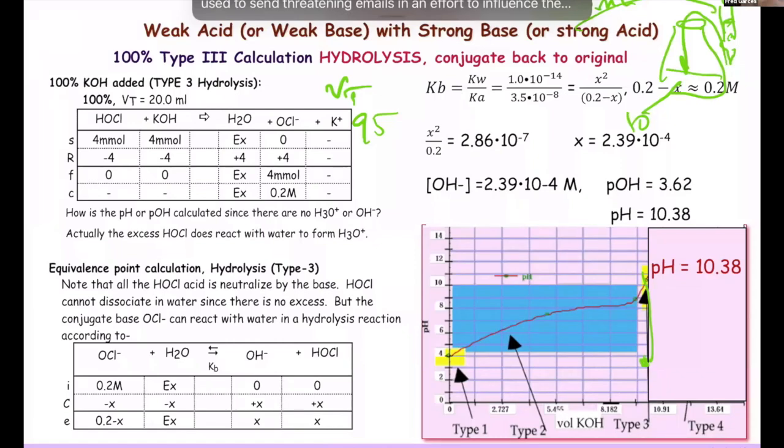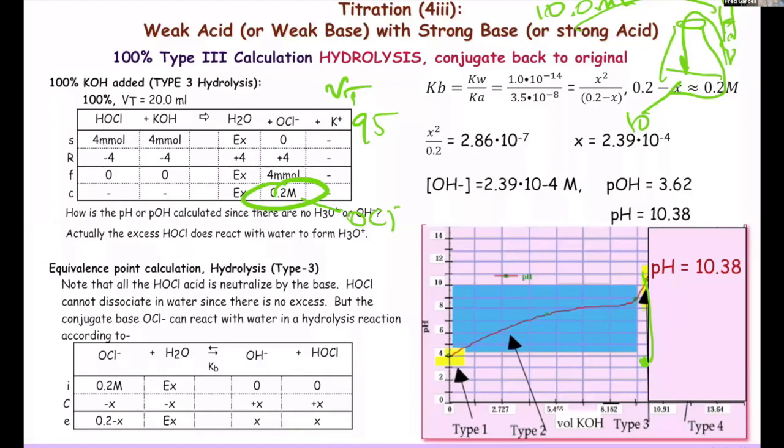Pay attention to this number because this is the concentration of the base that you have. That's the concentration of base, and look how much hydroxide it introduces. It only introduces 2.39 times 10 to the minus 4. Why is that number important? Because you're going to see in the next step how insignificant that value is compared to the excess hydroxide that you've added. So we're good at the equivalence point. This is the equivalence point, hydrolysis.